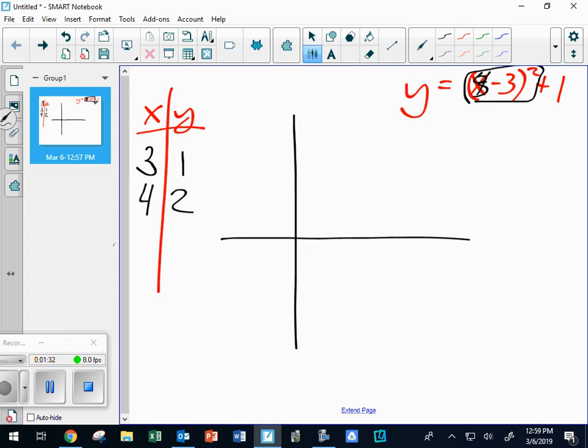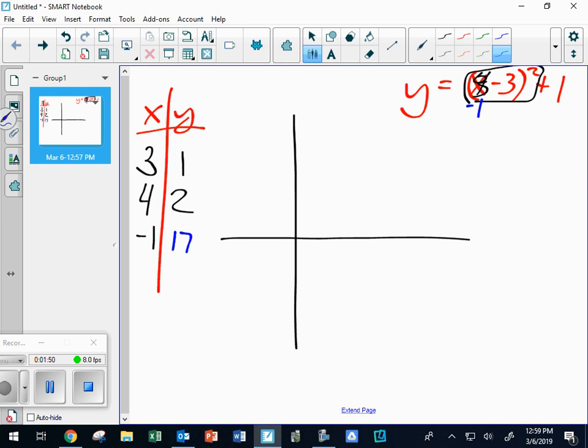Negative 1. Ooh, tried something different. So if I put in a negative 1 right here, I get negative 1 minus 3, which makes negative 4. I square it, makes 16, plus 1 is 17. I liked it until I saw the ending, and it's probably off the graph.